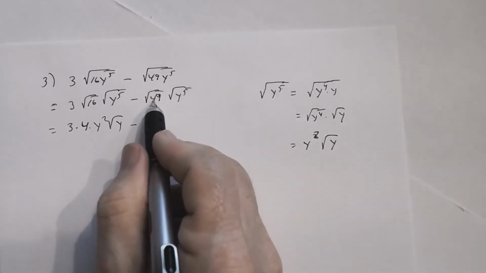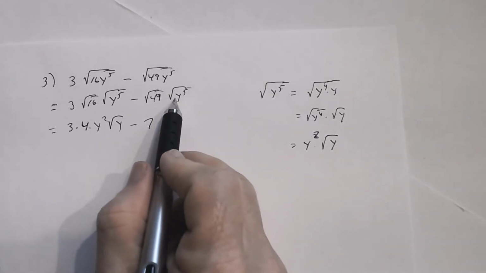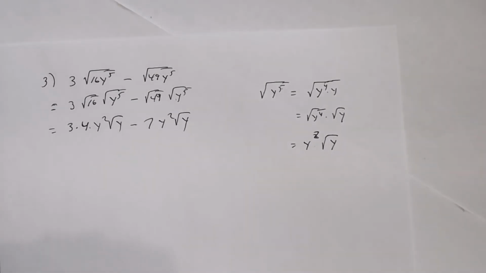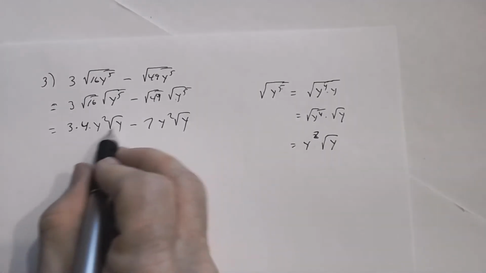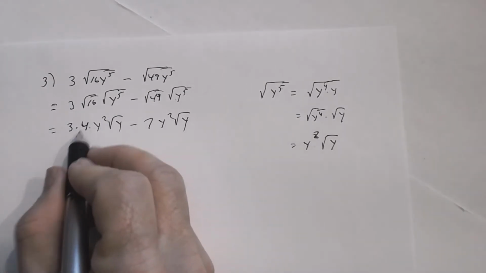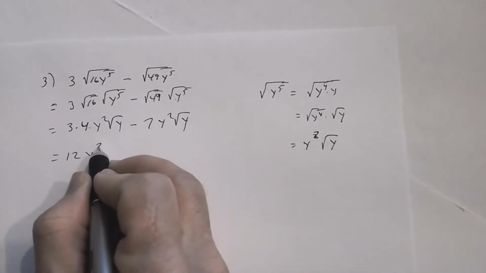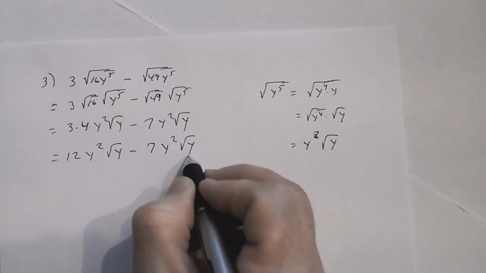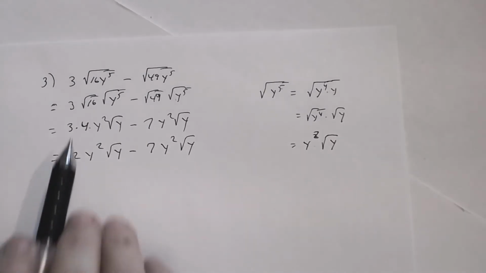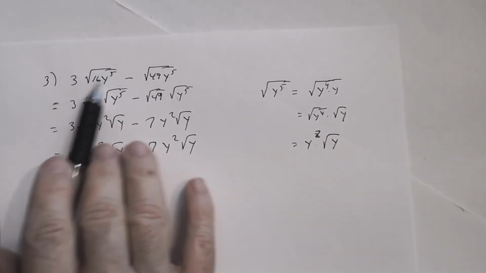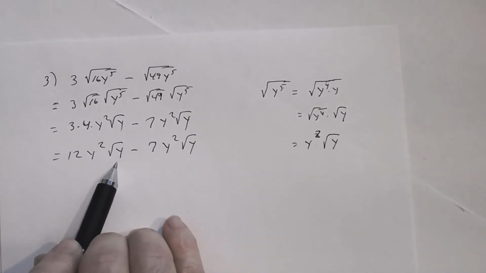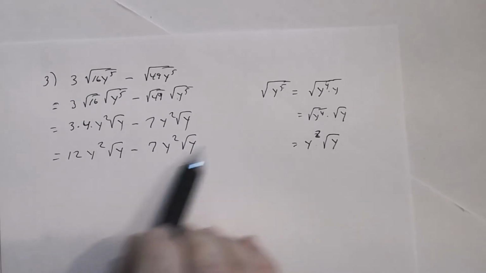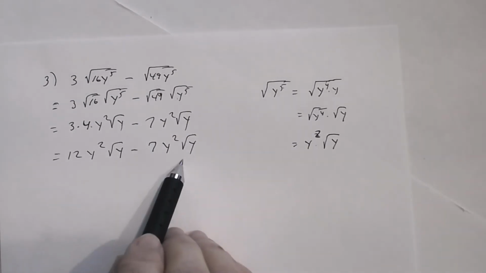Minus the square root of 49, square root of 49 is 7, and then we already talked about this. This is this, right? So y squared, square root of y. Now let's go ahead and simplify this a little bit better. 3 times 4 is 12, so you get 12y squared, square root of y, minus 7y squared, square root of y. So that's where I'm at. I want you to notice that this term is simplified to this, and this term is simplified to this, and this was the work we had to do to get to this point.